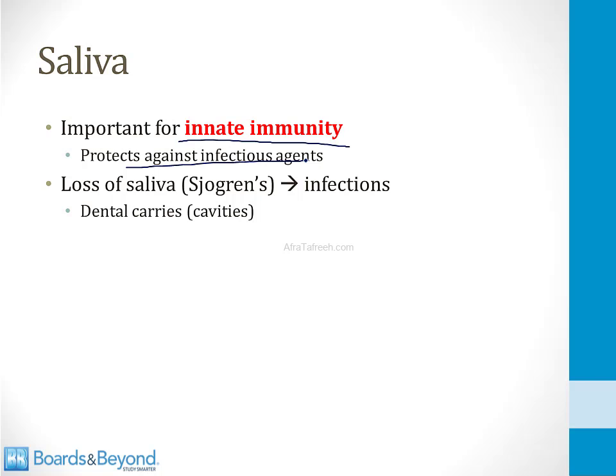One clinical tie-in of this has to do with Sjogren's disease. Patients who have Sjogren's disease have an autoimmune condition that results in the loss of tears in the eyes and saliva in the mouth. And when they lose saliva in the mouth, they get recurrent infections, and dental caries or cavities are a major problem for patients with Sjogren's disease.